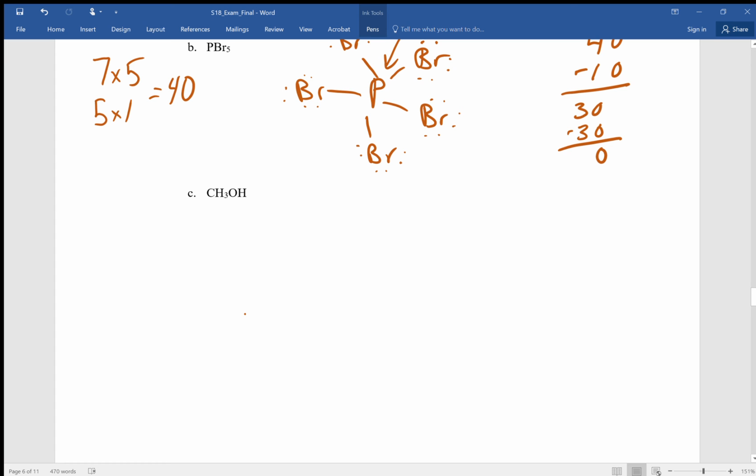Finally, for part C, we have methanol, where we have 1 carbon, 4 hydrogens, and 1 oxygen. 4 valence electrons for carbon, 1 for each of the hydrogens, and 6 for the oxygen, for a total of 14. As with part A, we know that hydrogens can only have 1 electron, or 1 bond each. So our central piece of the structure is going to be carbon bonded to oxygen.